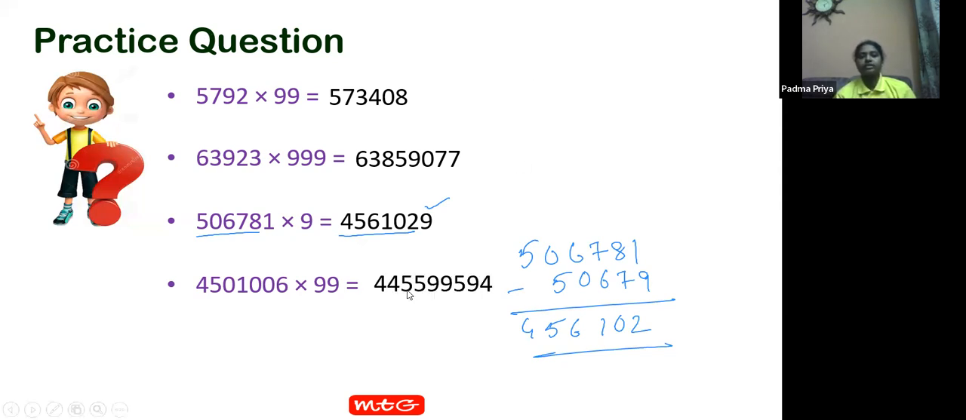So yes, the answer. Ma'am, but you have an extra 9, ma'am. Where is extra 9? Ma'am, in 4561029. Yes, dear, 9. This is the RP part. 100 minus the RP. I'm just telling the left side of the answer. And the right side of the answer is 10 minus 1.